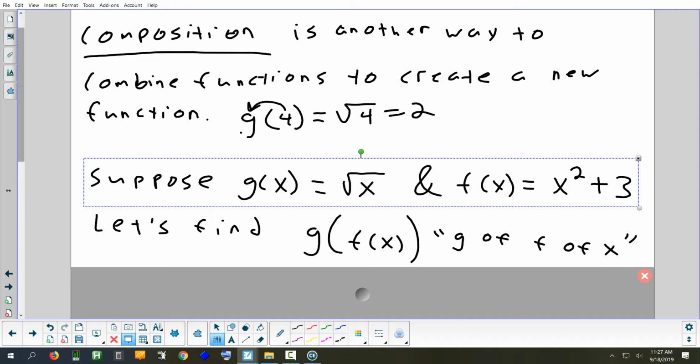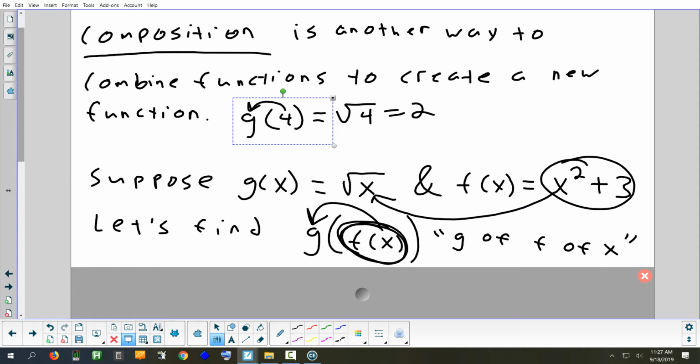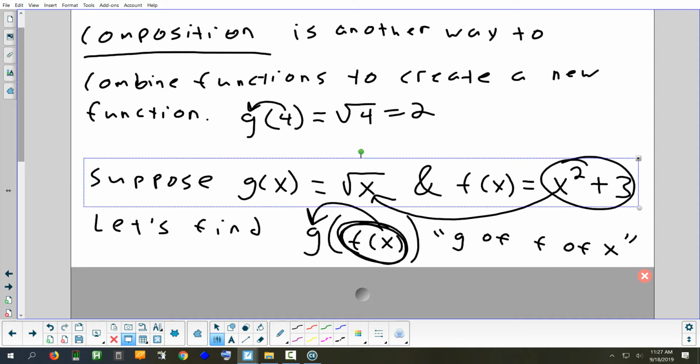So if I'd said g of f of x, you're going to take f of x and plug it into g. Whatever you have written there, plug it into what's on the outside. Okay, so how's it going to look? Take what you have written there, it's what I just circled, and you're going to plug it in right there. Just like I plugged in 4, just like I plugged in 9. Now I'm going to plug in that formula. That's how you do it.